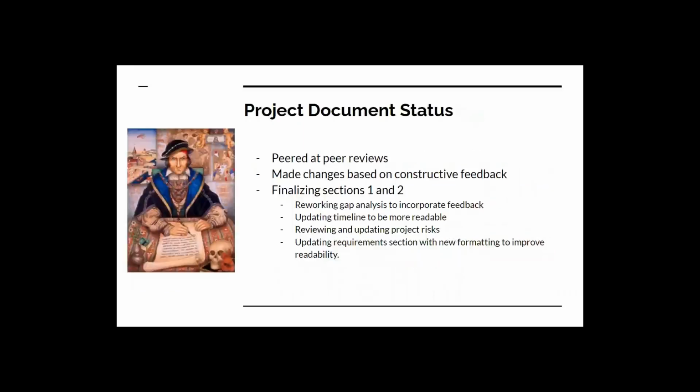For the project document, we reviewed the feedback that we've received and we're making changes to get sections 1 and 2 ready for final submission. We're reworking our gap analysis since we received a lot of feedback that there were some other areas that we needed to consider. We're updating our timeline so that it's more readable. Some of the feedback we got said that the text was too small and that made it hard to read. We're also reviewing and updating our project risks, and we're going to update the requirements section with new formatting to improve readability.